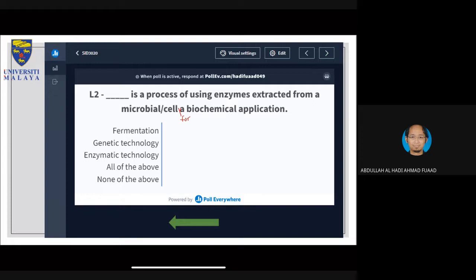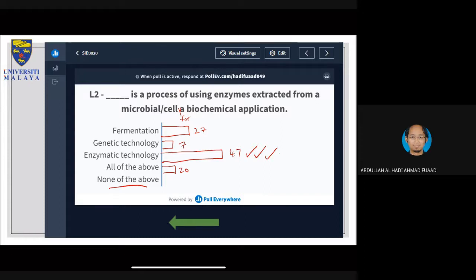So fermentation is a process of using enzymes extracted from a microbial cell for a chemical application. Or genetic technology is a process of using enzyme extracted from microbial. Or enzymatic technology is a process of enzyme extraction, or all of the above. Hopefully nobody says that. Okay, so the correct answer is, you guys see. 37% over there, 7% there, 47% there, and 20% over here. And that one is the correct one.